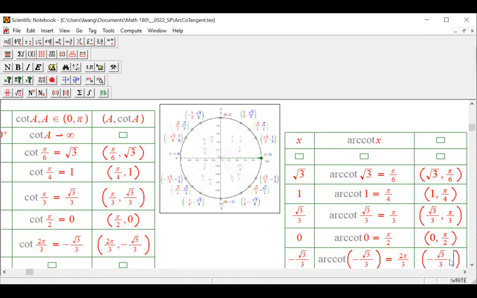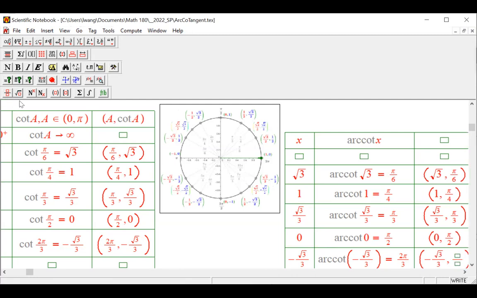Okay, and the output is 2 pi over 3. You can see the input is negative, but the output is positive. 2 pi over, I'm sorry, 2 pi over 3. Let's see, did I make any mistake?